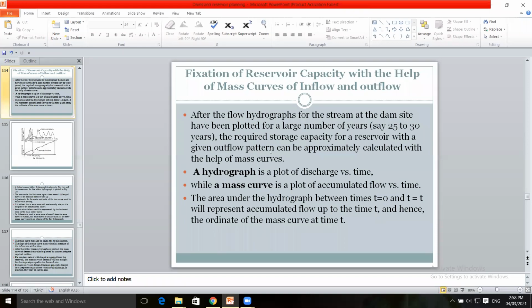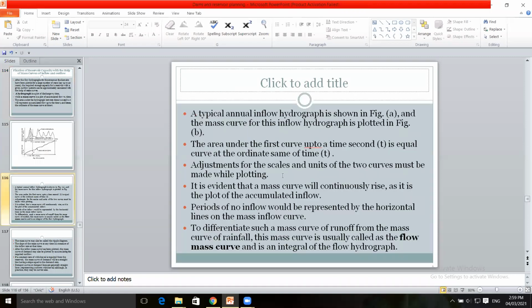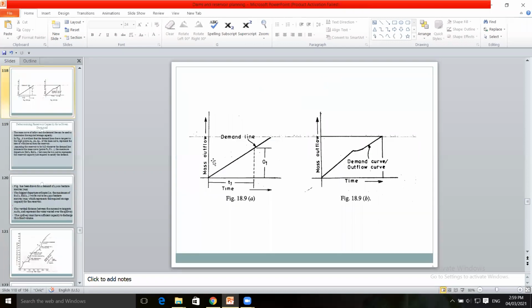Understand how to determine it: first, the hydrograph is plotted. From that hydrograph, the mass curve is plotted. Mass curve for accumulated inflow versus time, this is the mass inflow curve, and from that the mass outflow curve is plotted between mass outflow and time.